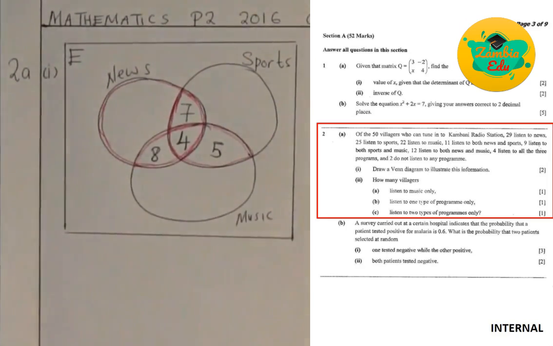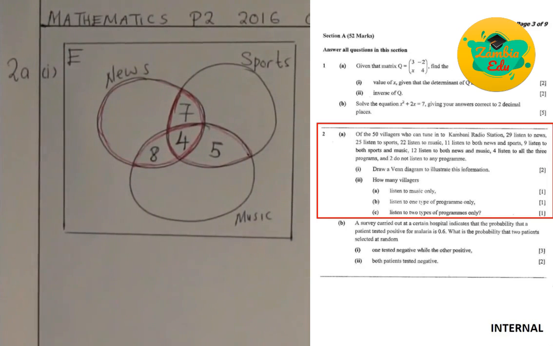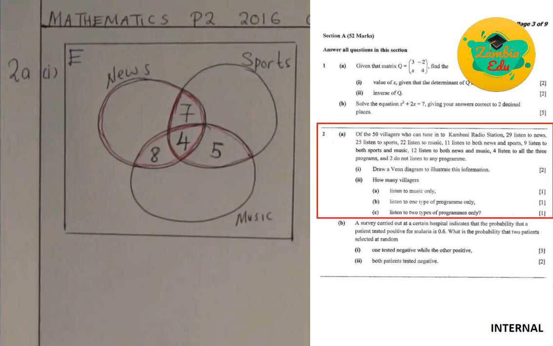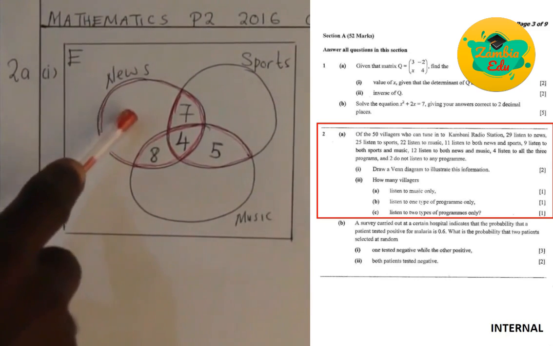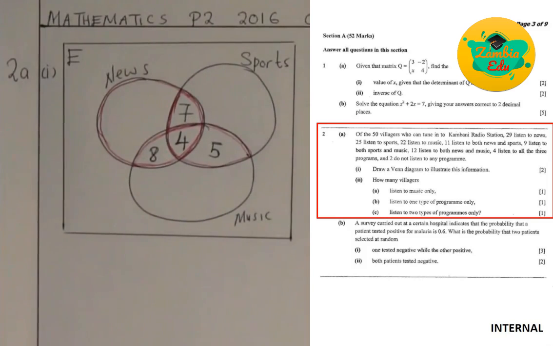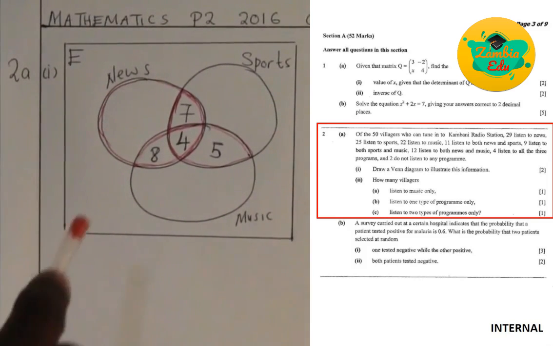So this entire circle represents those that listened to news, and we are told that the total of all the people who listened to the news program was 29. And so for us to get the accurate answer for those that listened to news only, we are going to add what we already have.